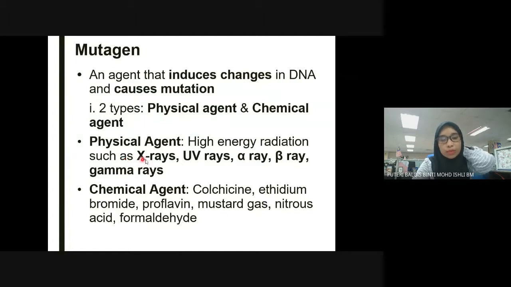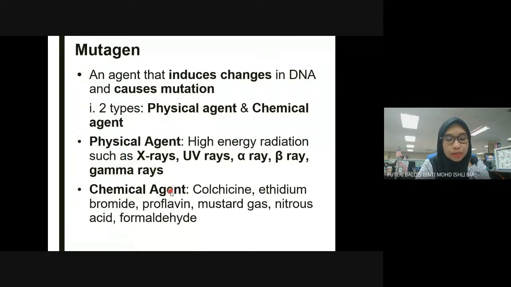So X-ray, sebab itulah kalau siapa yang pernah pergi X-ray, okay, sebelum nak masuk bilik X-ray tu ada satu sign cakap kalau awak pregnant ataupun awak rasa awak pregnant, bagi tahu kepada juru X-ray. Okay, sebab apa? Sebab X-ray tu adalah mutagen. So dia akan menyebabkan berlakunya mutation.